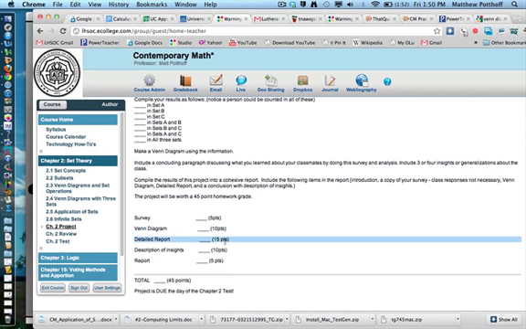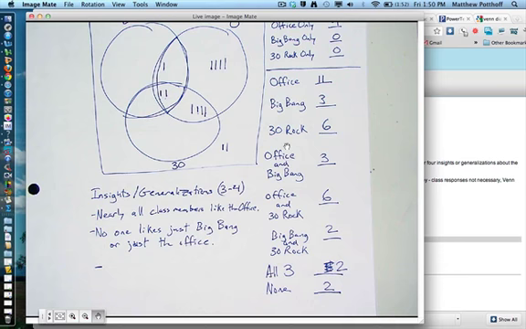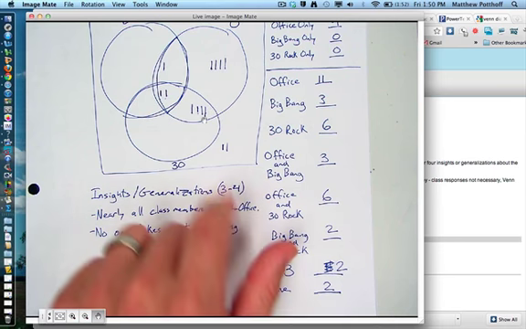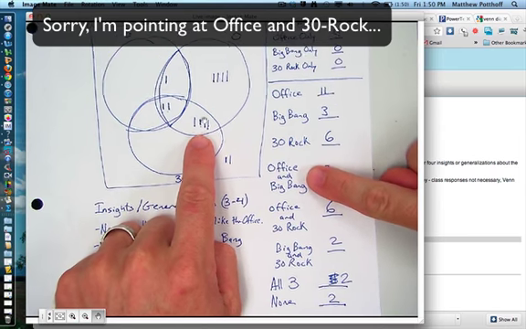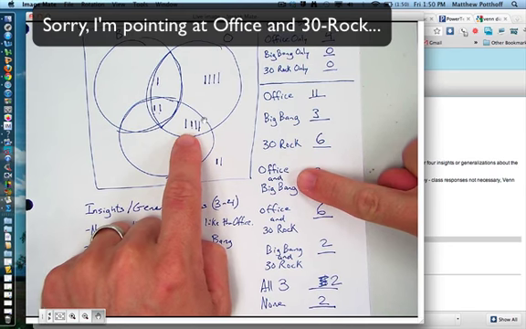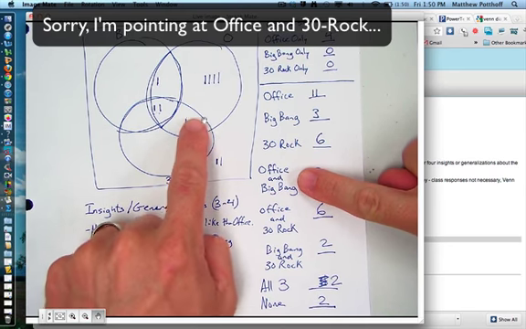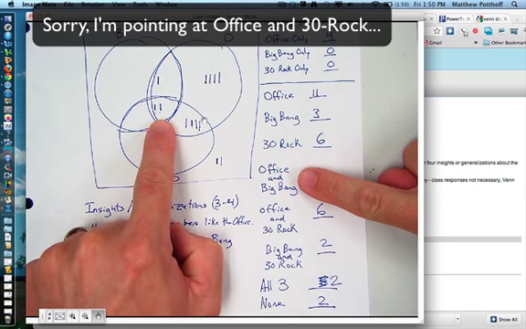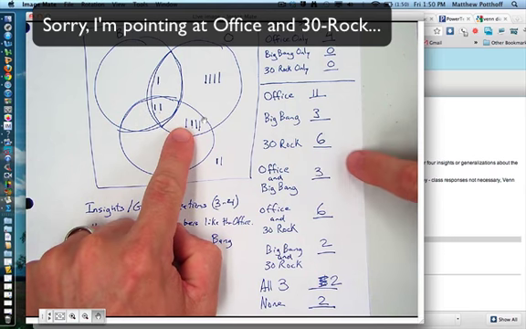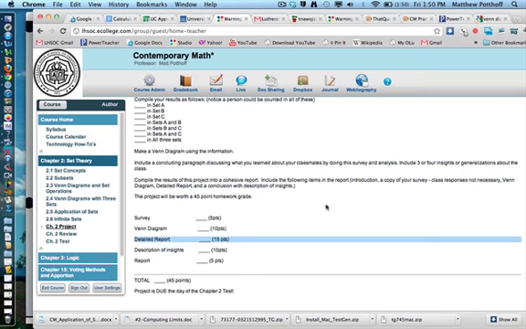Okay, for your detailed report, this is probably the easiest one to mess up, and some of the pitfalls there are just by looking at this. Let's say you're answering Office and Big Bang, and you chose to only put 4 people, okay, because you just selected these, neglecting to realize that these 2 people are also in Office and Big Bang. So that's probably the most common error when finding that one.